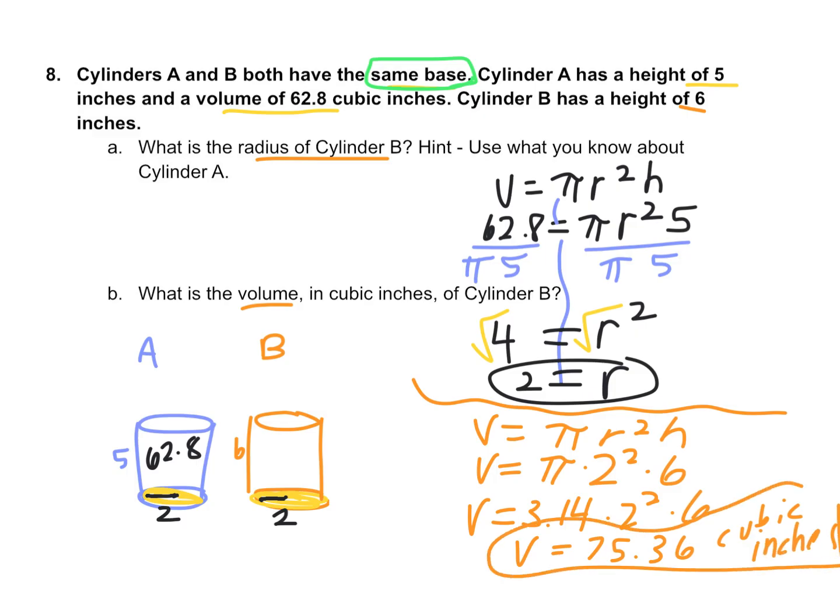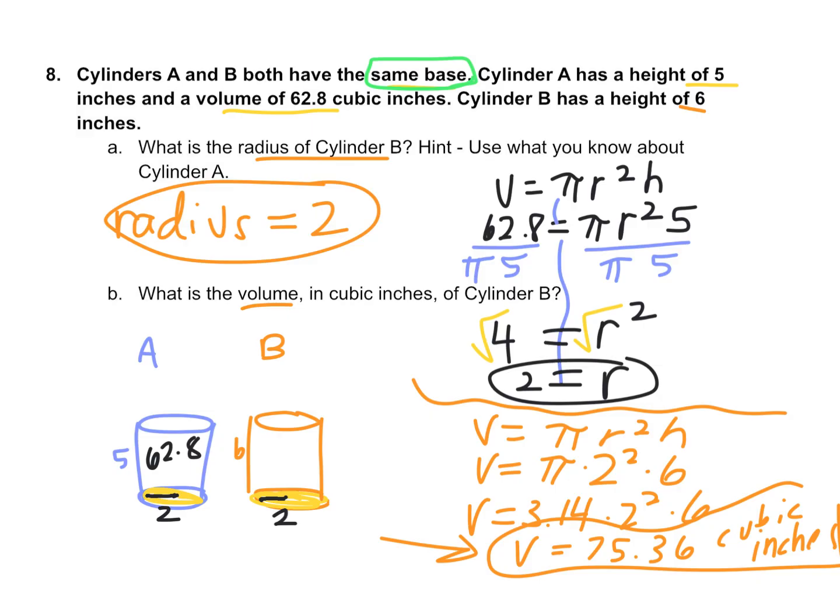Okay, so just to be clear, for part A, we should say the radius equals 2, and then the volume is 75.36.